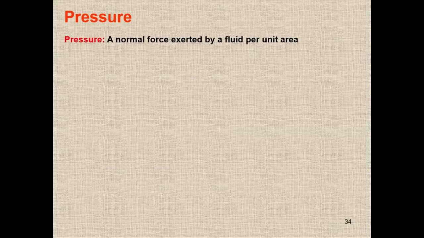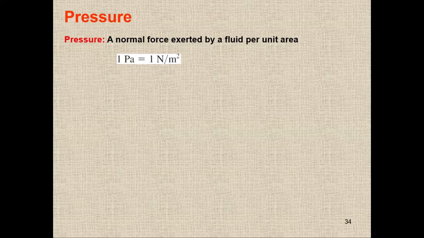Now we have covered temperature scales. The next property, and this is the most important property for thermodynamics, is pressure. We have temperature and we have pressure, and these two properties are interlinked with each other. What is pressure? The basic definition of pressure is simply force per unit area. Any normal force exerted by a fluid per unit area is called pressure. Force per unit area is Newton per meter square, and 1 Newton per meter square is equal to 1 Pascal.